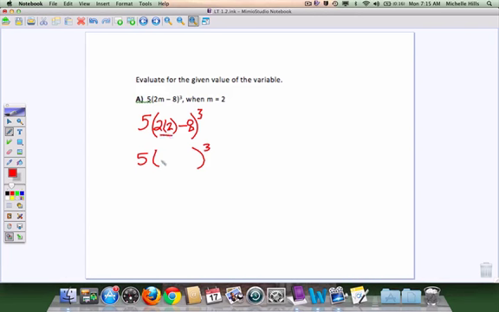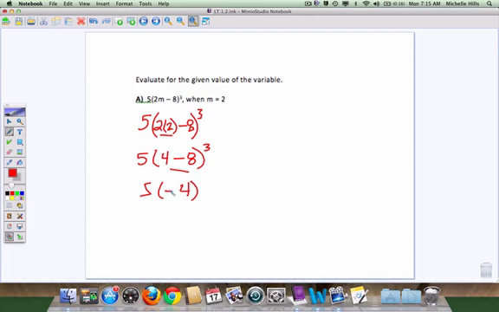Inside the parentheses, I multiply before I subtract. So 2 times 2 is 4, and then I'm going to bring down my minus 8. I'm still not done with what's inside parentheses. I still have an operation in there. So my next step is to do the 4 minus 8. 4 minus 8 is negative 4.